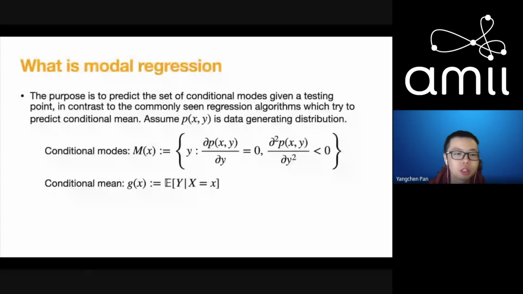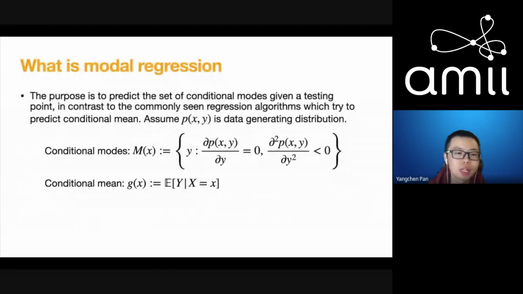M of x is the set of conditional modes given point x. It is the local maximum with respect to y. So the first order derivative is equal to 0, and the second order derivative is less than 0. The conditional mean is defined as the expected y value given x. This can be done by minimizing mean squared error.